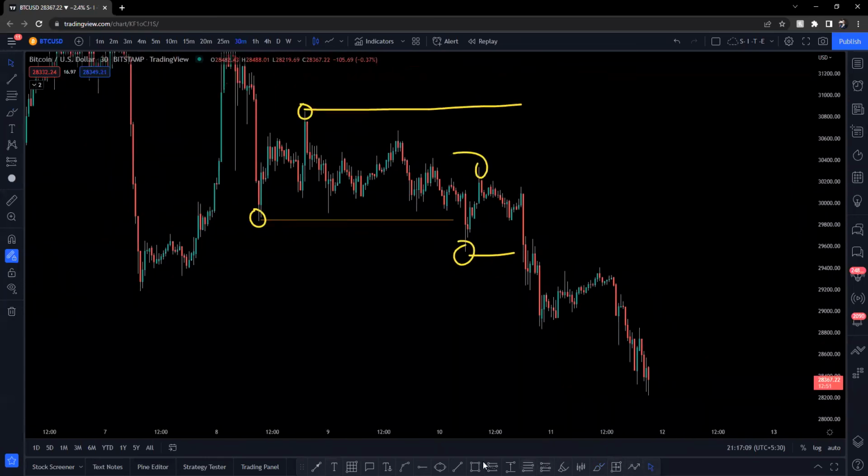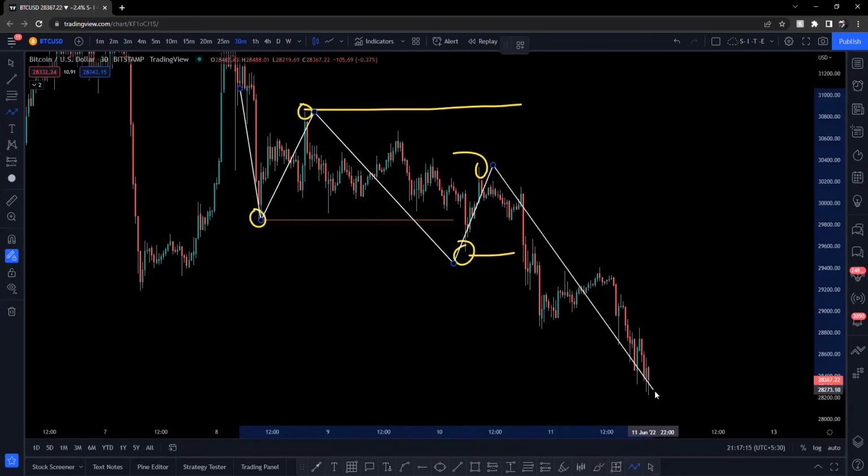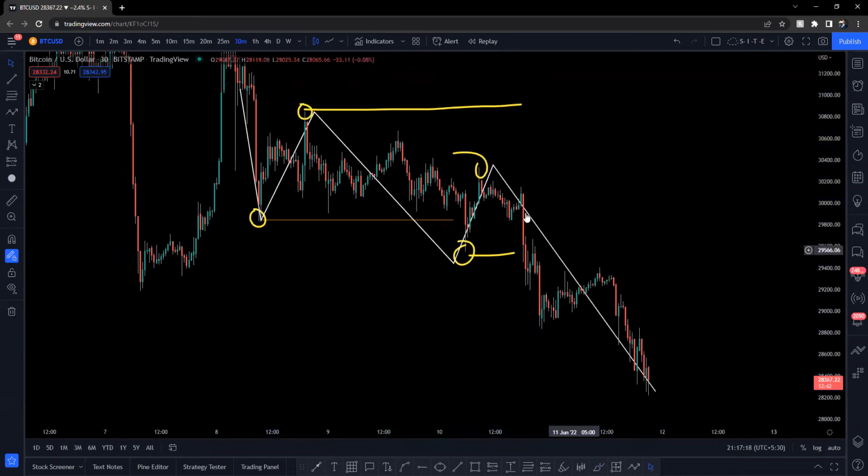I'm showing you. Okay, the market is still in a single leg. Okay, so this is simple.